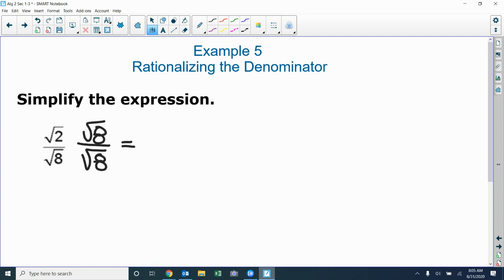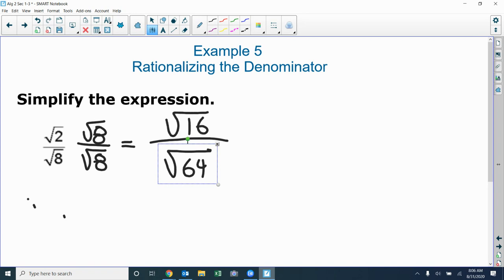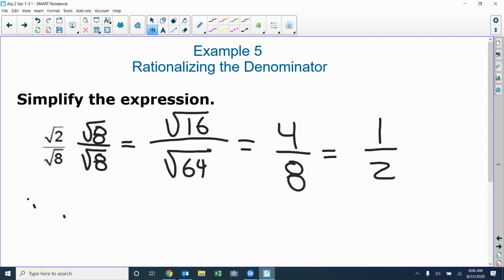All right, 8 times 8, of course, square root of 64. What are we getting up top? We're getting square root of 16. Oh, wow, we got perfect squares, don't we? So square root of 16, of course, is 4. Square root of 64 is, of course, 8. We'll simplify that down to 1/2.